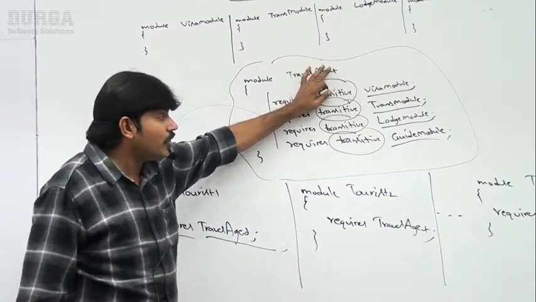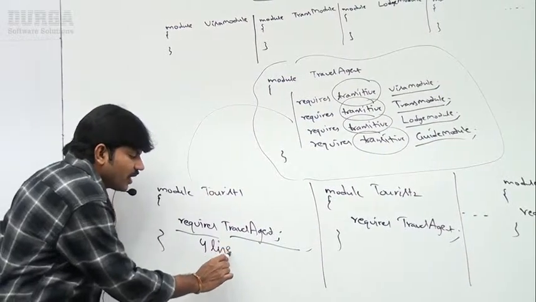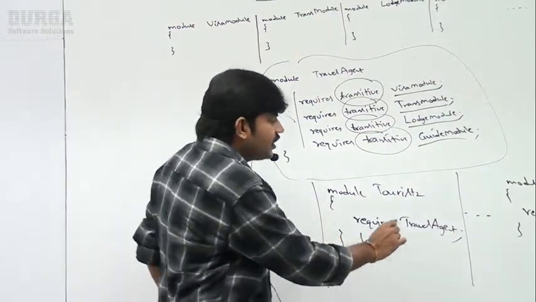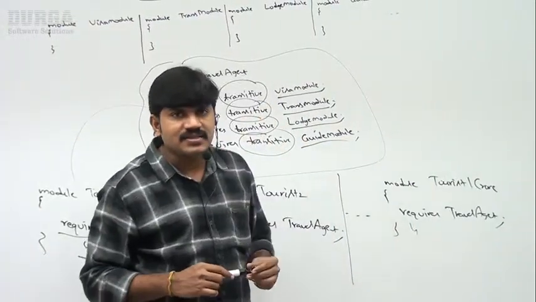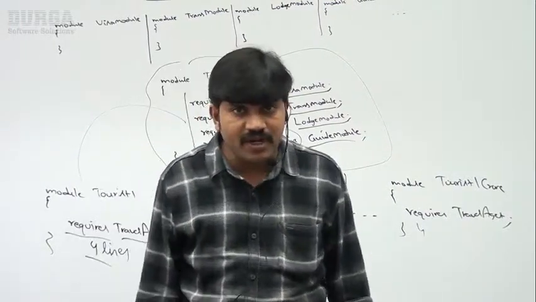If the travel agent module is not there, how many lines of code do I have to write here? 4 lines. Here also 4 lines. Here also 4 lines. Unnecessary duplicate code. Readability by default is going to be down. Clear for all of you, right?